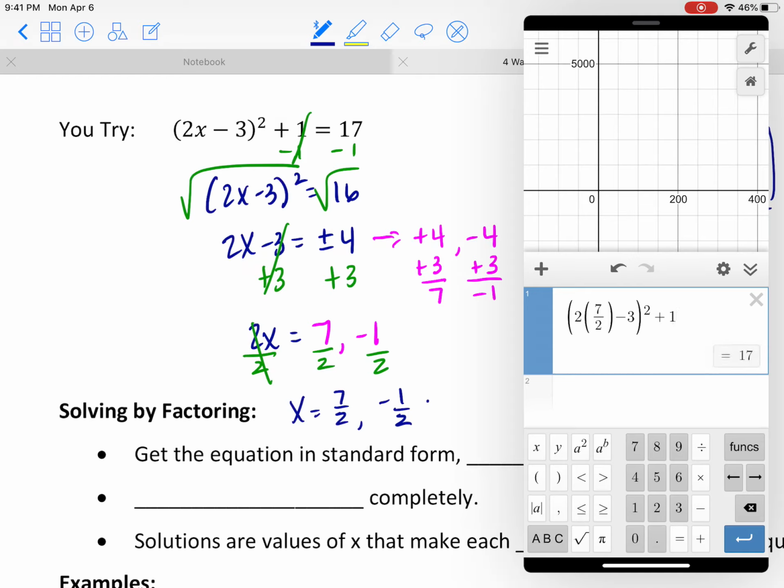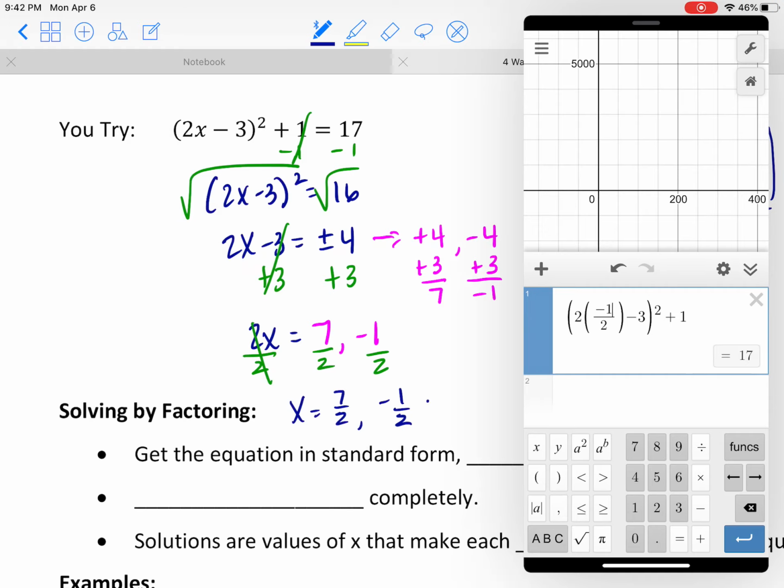Close that, and then if I subtract 3, and close the parenthesis, and square, and then add 1, my result should be a 17, and it is, right? And then if you wanted to check the negative 1 half, let's make that a negative 1 there, and that also gives me the result of 17.